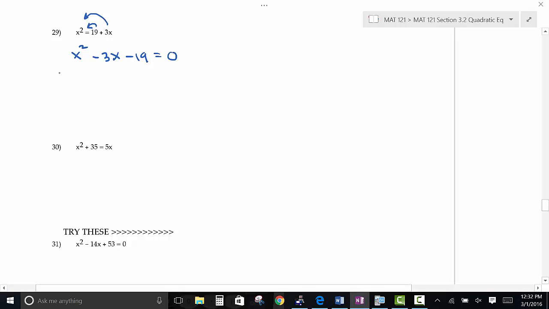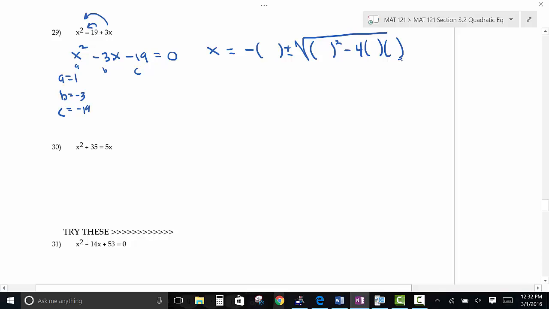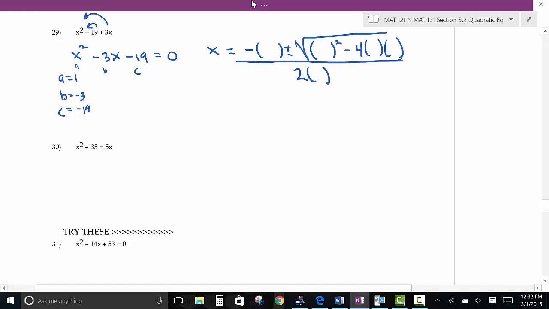Okay, so what we're going to do is A is 1, B is negative 3, and C is negative 19. So again, that's your A, B, C like that. Now we're going to plug into the quadratic formula. Okay, so the quadratic formula goes negative B plus or minus, and then under the radical, it's square root of B squared minus 4AC. Then it's all over one humongous fraction bar, 2A like that.